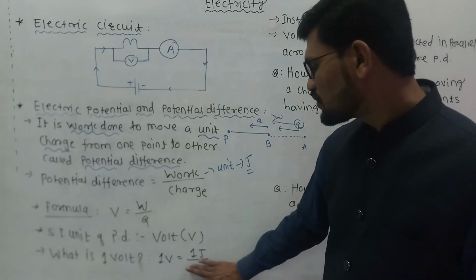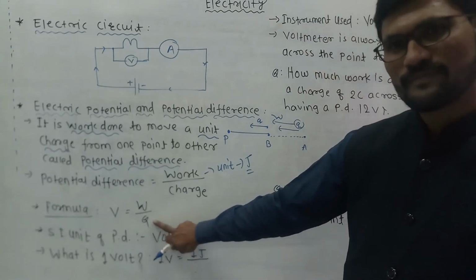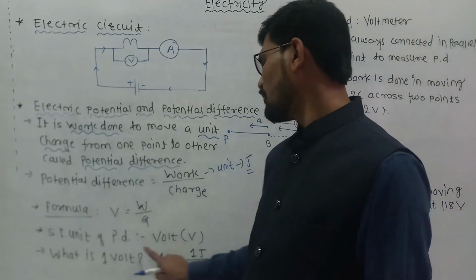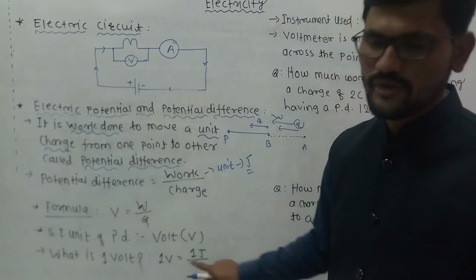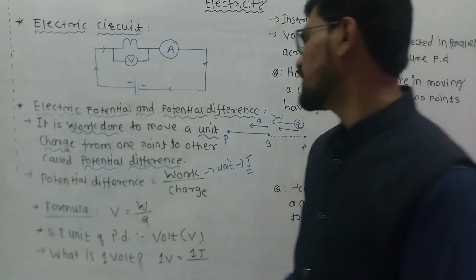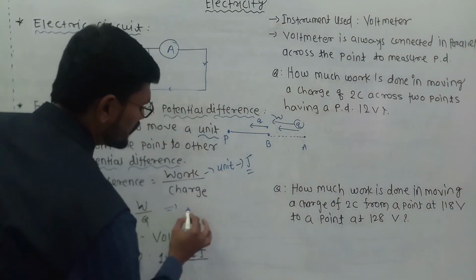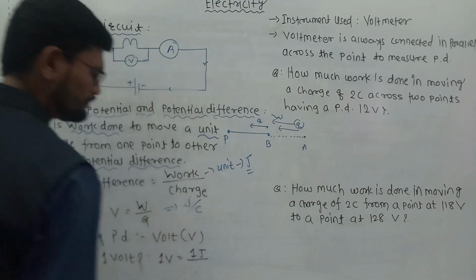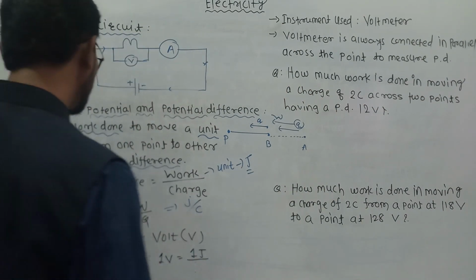The SI unit of charge is Coulomb. So the SI unit of potential difference becomes volt, denoted by capital V. It can also be written as Joule per Coulomb. Clear?